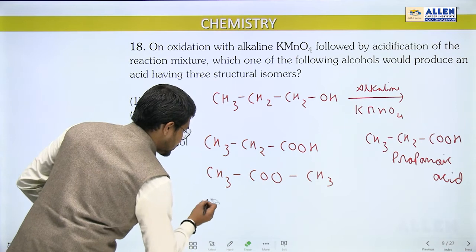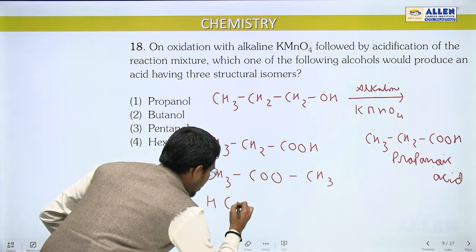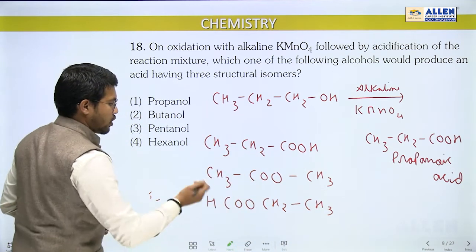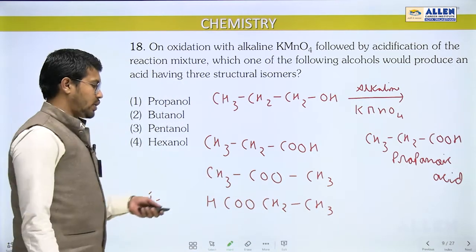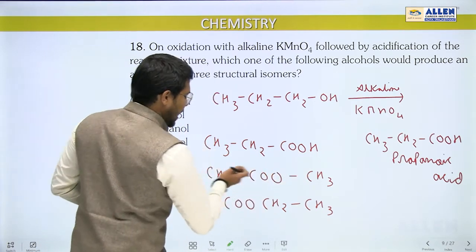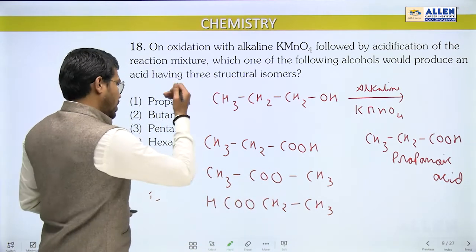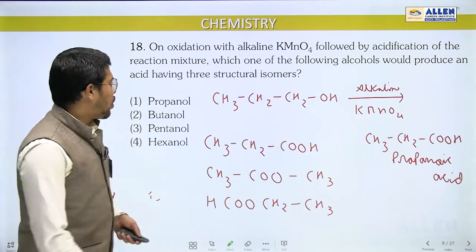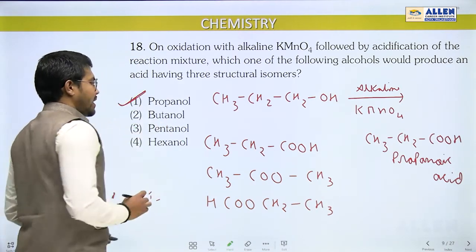Now, one more structure we can draw. Which structure? This one, if I write HCOOCH2CH3. Here also you can see it contains 3 carbon atoms, 6 hydrogen atoms and 2 oxygen atoms. This is simple propanoic acid, this is methyl ethanoate, and this is ethyl methanoate. So yes, this compound has 3 structural isomers. So for this question, our first option is correct.